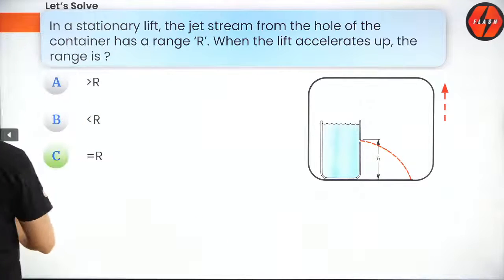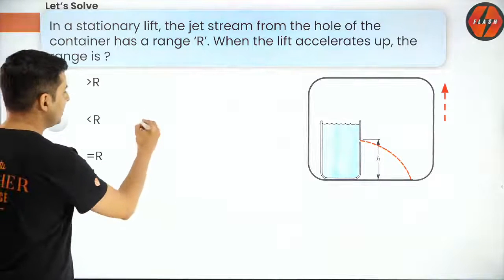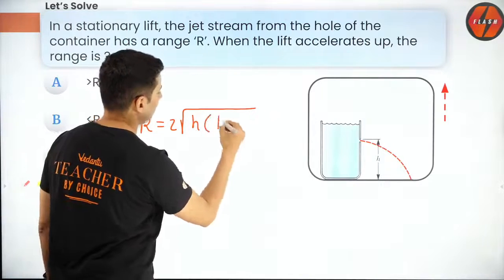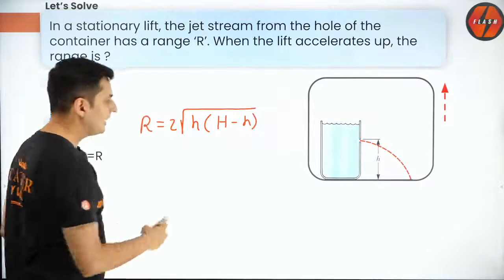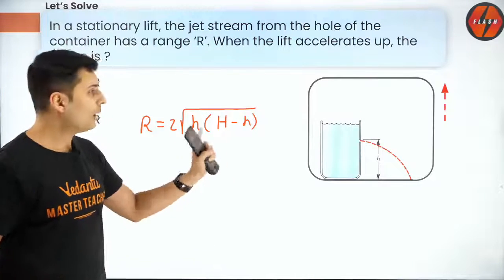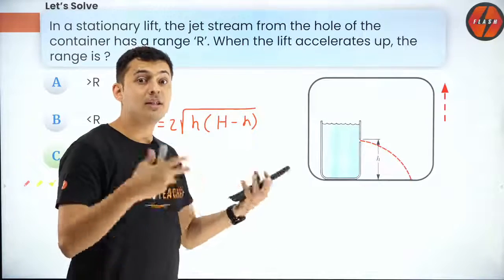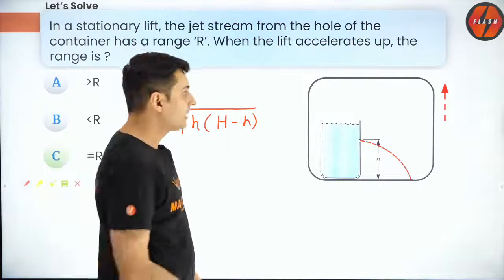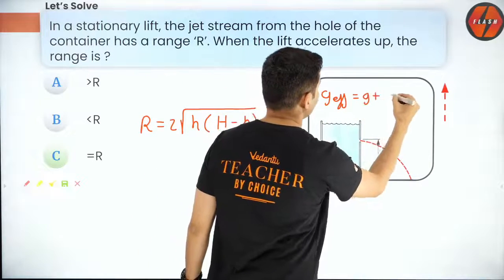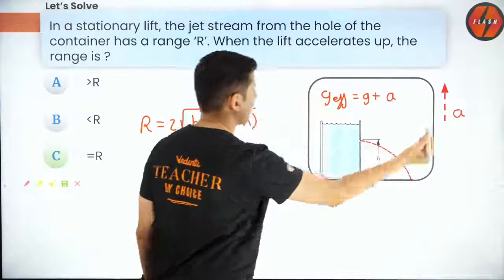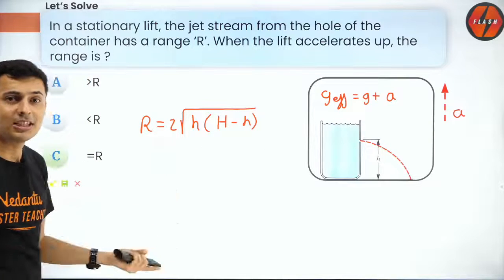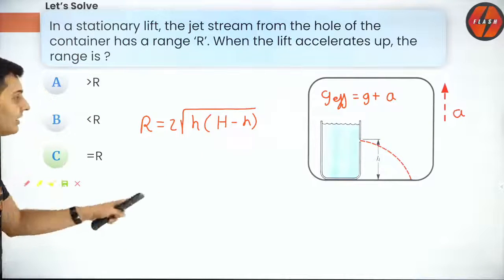Be careful. And let me remind you, the formula for range was 2 root small h into capital H minus small h. Is there g in the range formula? No, right? What will happen when it goes up? The g value will change, correct? The effective gravity will become g plus a, where a is the acceleration of the lift. But where is g in the formula? There is no g. Hence the answer will be unchanged.